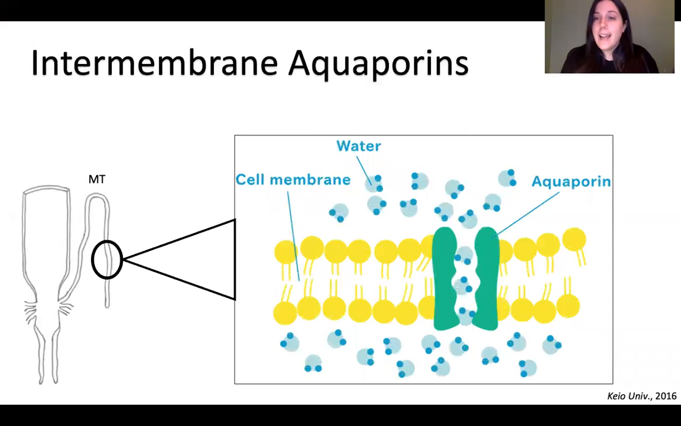So if we look at the intermembrane aquaporins of Aedes aegypti, just looking at that Malpighian tubule diagram here, it is a very simple diagram that is just showing the cell membrane and an aquaporin here spanning the membrane that allows water to pass through. And in Aedes aegypti tubules, there are 6 known aquaporins. However, for my research and time purposes, we will only be focusing on 2 of them.